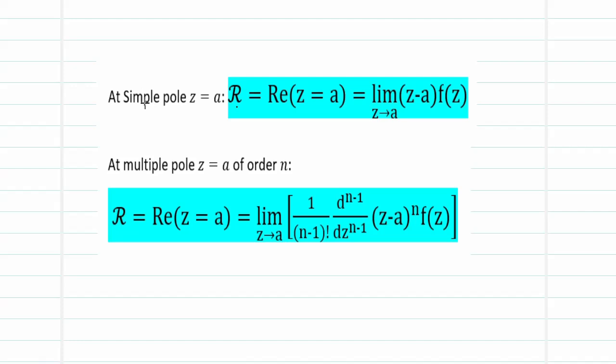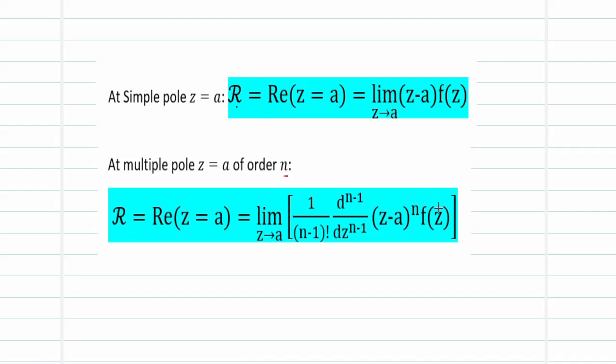Now about estimation of residues. At a simple pole, that is if the power is equal to 1, then the residue is given by limit z tending to a of (z minus a) into f(z). And at a multiple pole z equal to a of order n, the residue is limit z tending to a of 1 by (n minus 1) factorial, d power (n minus 1) by dz power (n minus 1), of (z minus a) power n times the function f(z).